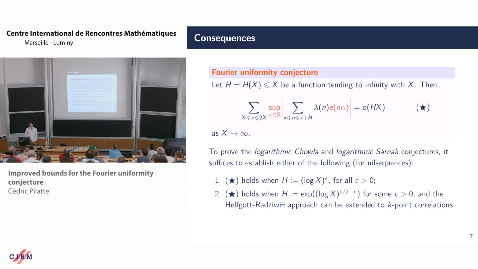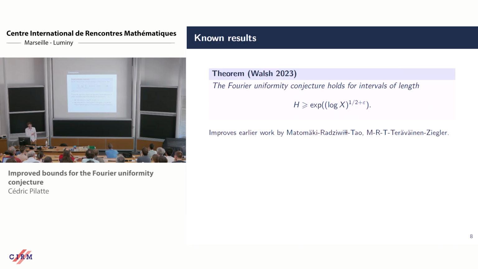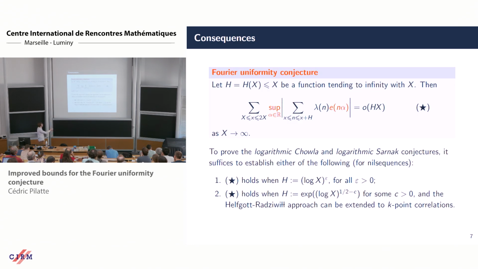And now I'm going to tell you what is known about this conjecture. The best known unconditional bound is that of Walsh, that says that the Fourier uniformity conjecture is true if you look at intervals of size (log x)^(1/2 + epsilon). You can be more precise in the epsilon as well. This improves earlier work by these authors. So you can see that this is very close to what we want for the second point here.